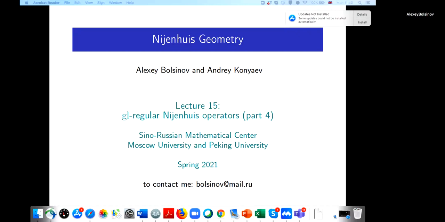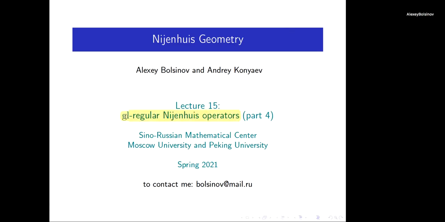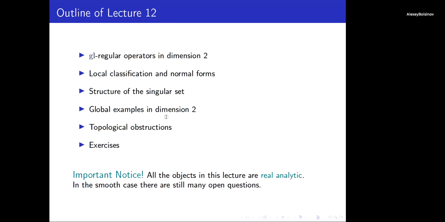So today, this is lecture number four devoted to this topic, GL regular Nijenhuis operators. And that's going to be the last lecture devoted to this area. Good. So what are we going to do? Today, hopefully, it's going to be a little bit more interesting, maybe, and easier, because we are going to discuss the case of dimension two. So GL regular in dimension two, at least we will be able to see some global examples.